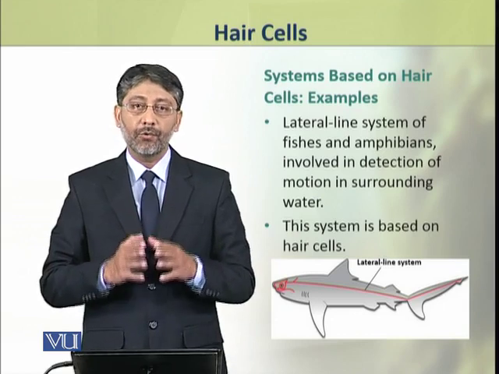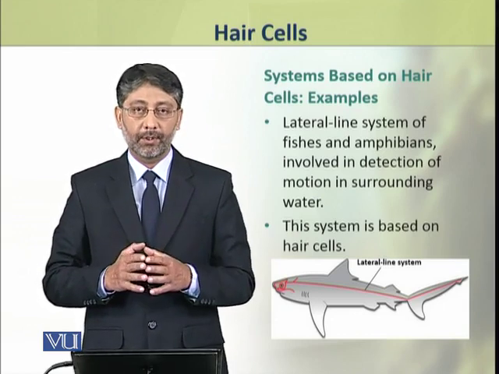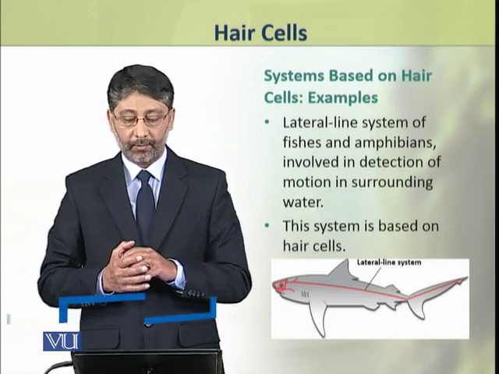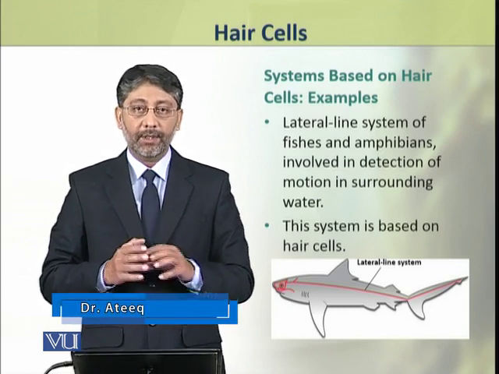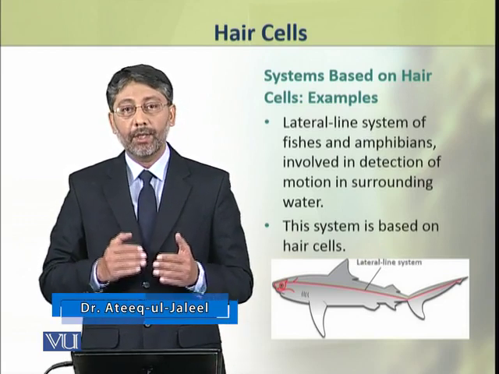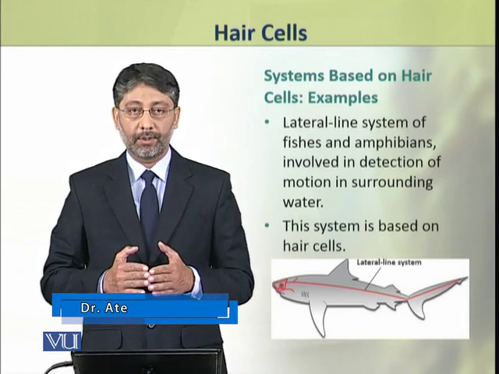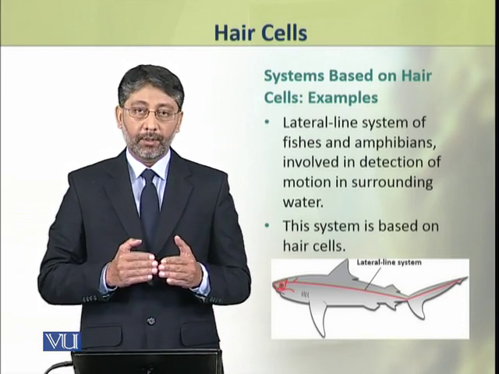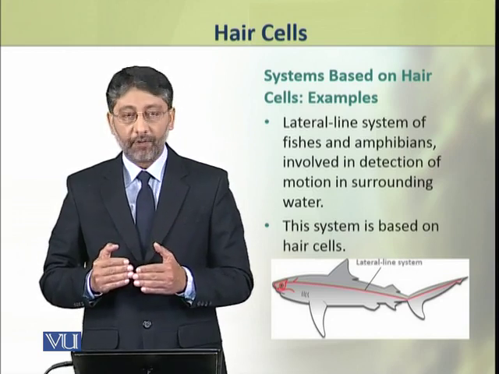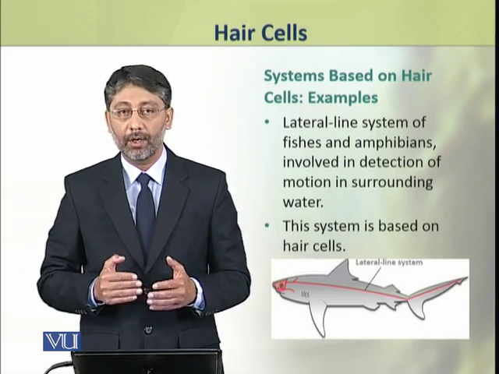We shall take a few examples of systems which are based on hair cells. The first example is the lateral line system, which is found in fishes and amphibians. This system is involved in the detection of motion in the surrounding water.